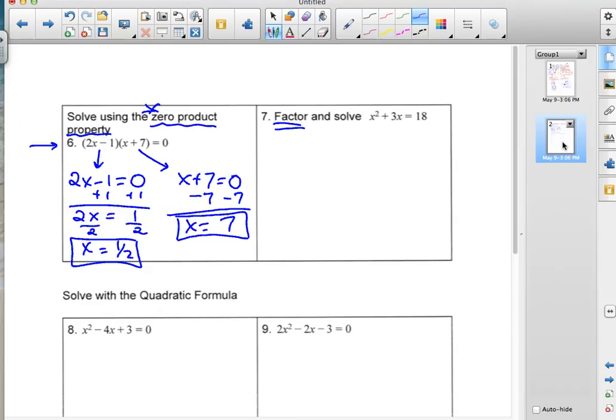Question 7 is expecting you to factor it first. And remember that before we can factor, we must have one side equal to 0. All right, so we're going to have to bring this 18 back over to the other side. We cannot combine it with 3x because it doesn't have an x on it, but we can put it over on the same side. And now question 7 looks just like question 6, where we can factor it.